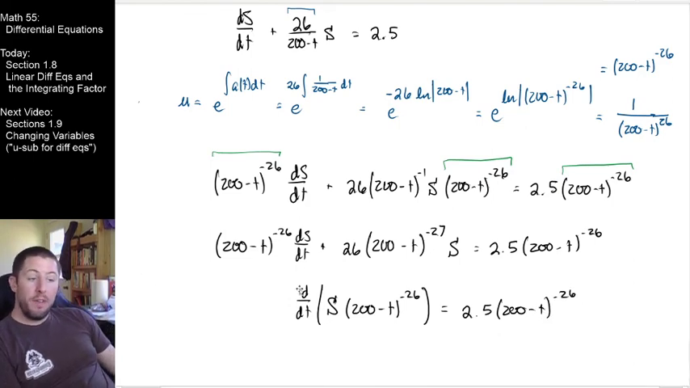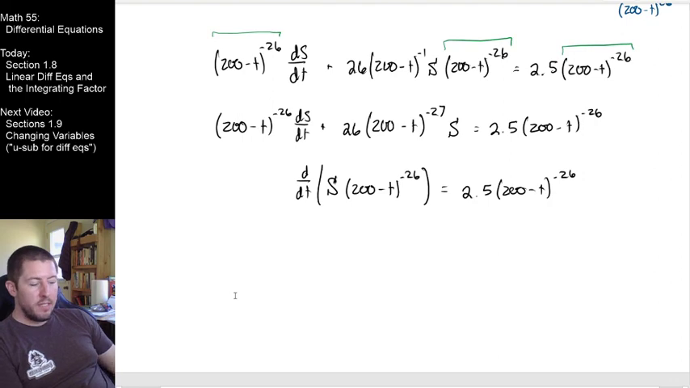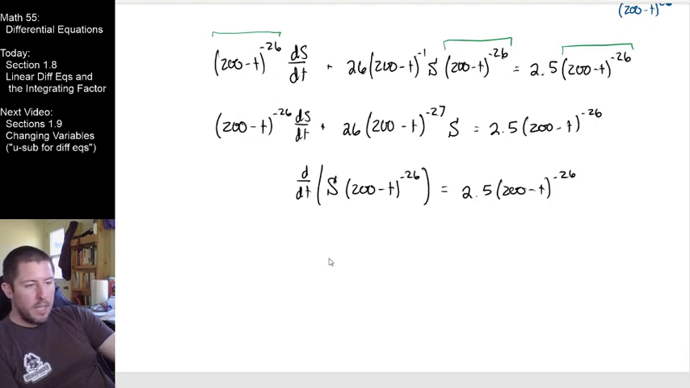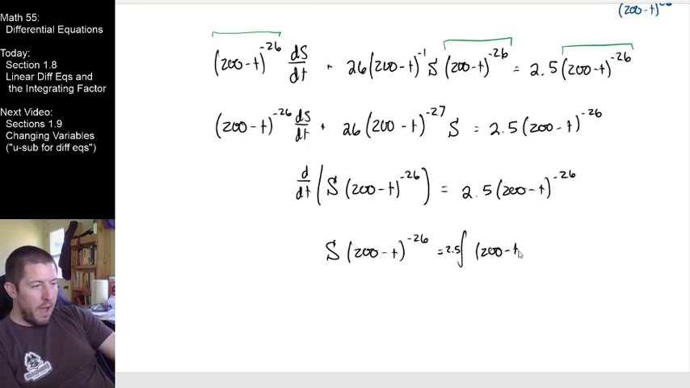All right. So we've rewritten this. We've rephrased this as a product rule. Let's integrate on both sides. And I'll be nice to myself and put that 2.5 out front. And now I'm looking at just a power rule for my integral. This is doable over here.